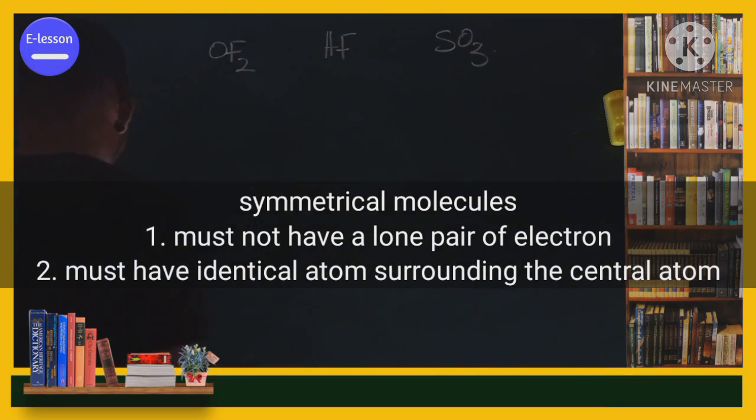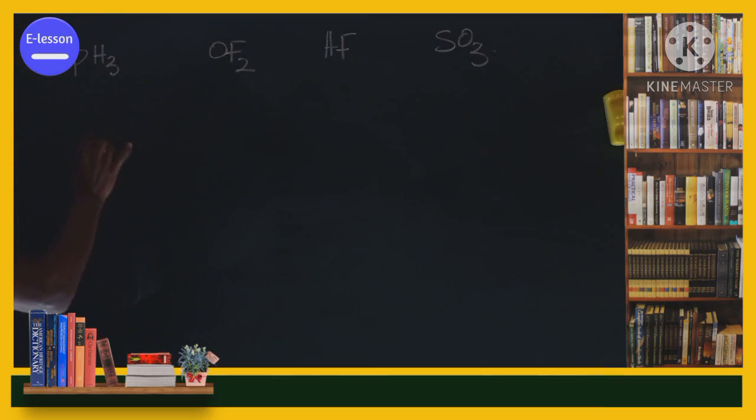Now, let's consider PH3. Drawing the Lewis dot structure for PH3, from there we'll be able to predict. Now, we have phosphorus. Of course, we know that hydrogen can never be the central atom. Phosphorus has 5 valence electrons, of which 2 become lone pair. Each and every one of us can draw Lewis structure.